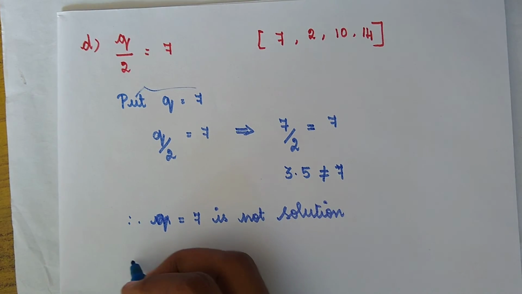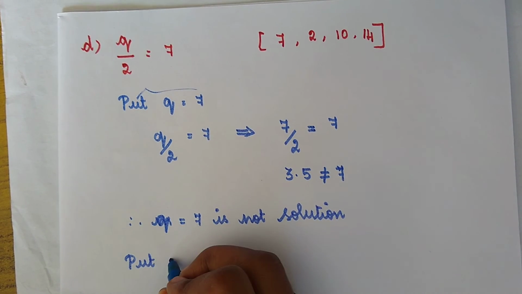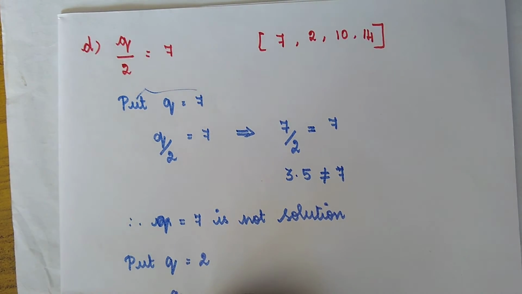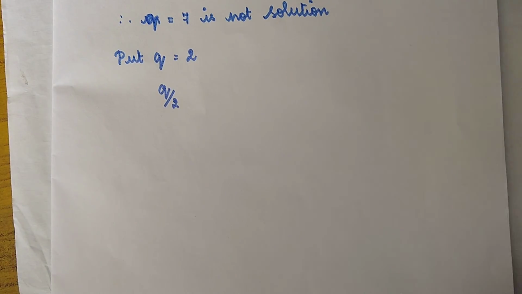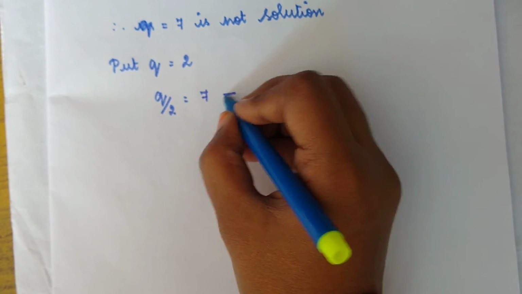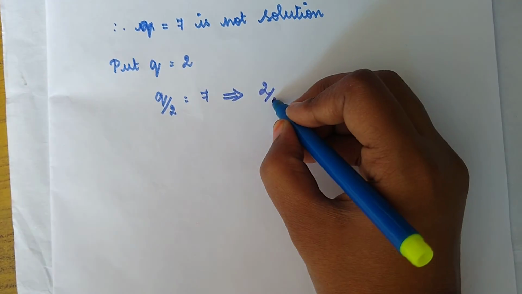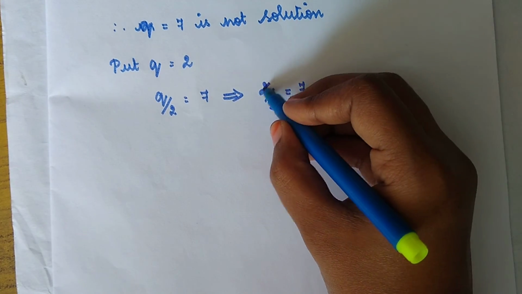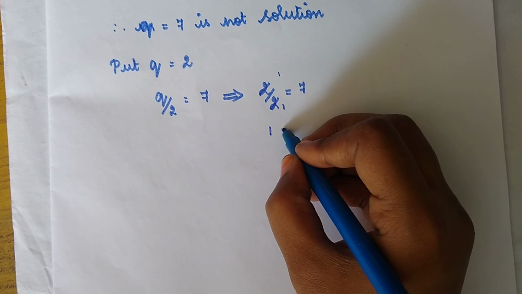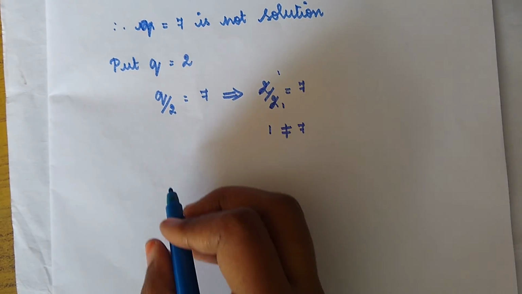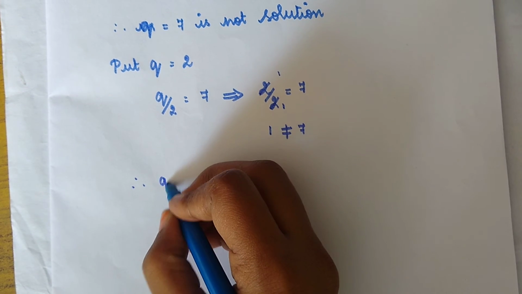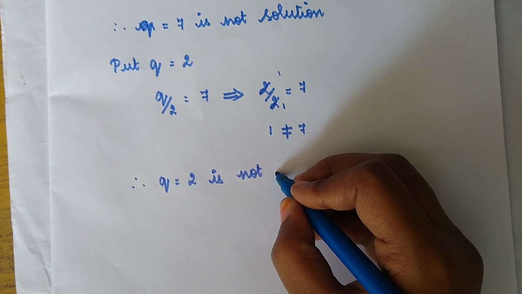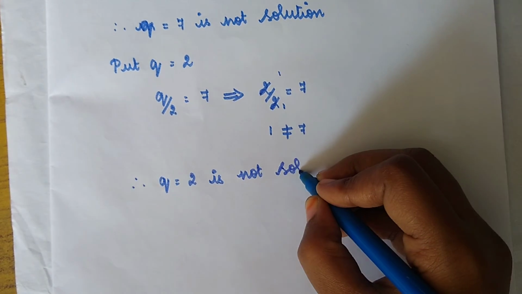Next, let us take q equal to 2. q by 2 equal to 7. Here q is 2. 2 by 2, we have to cancel in the 2 table. We get 1. So 1 is not equal to 7. So therefore q equal to 2 is not a solution.